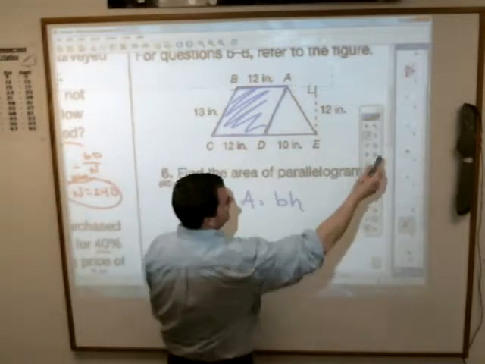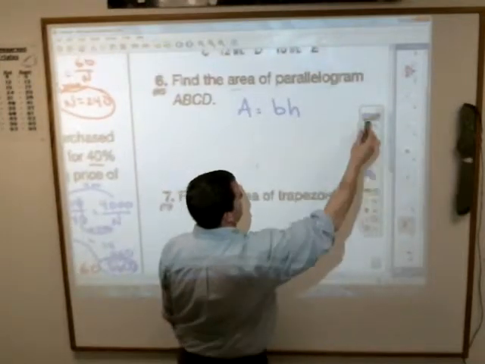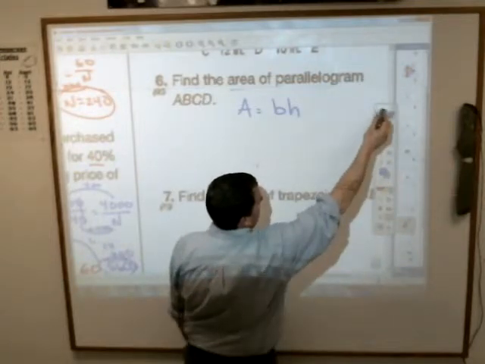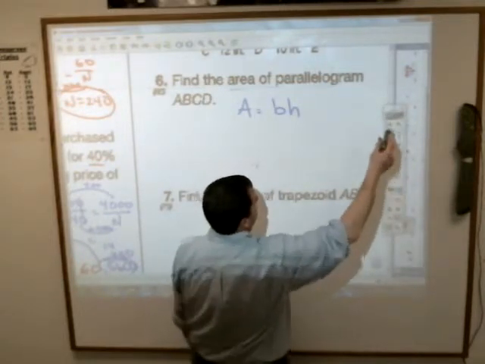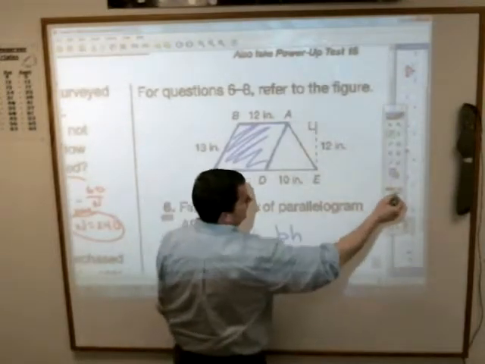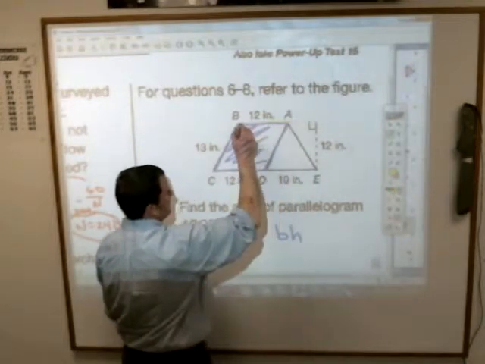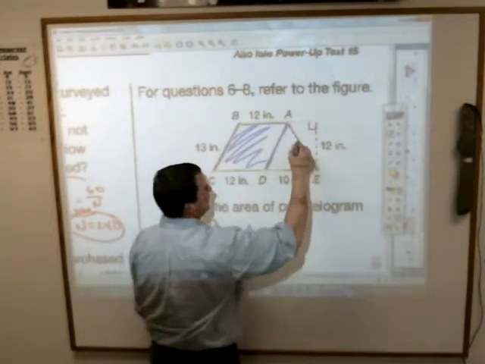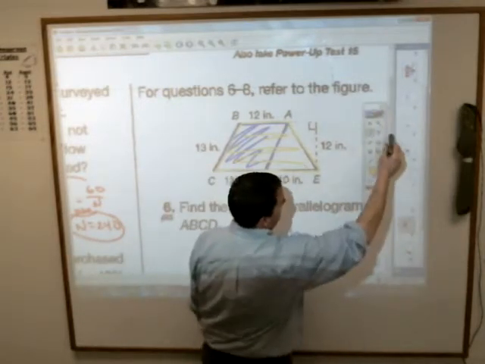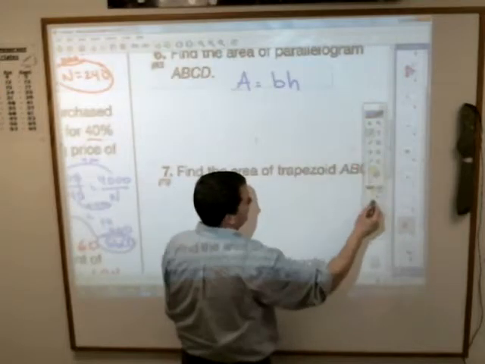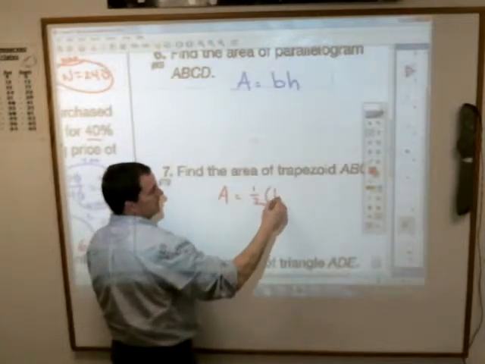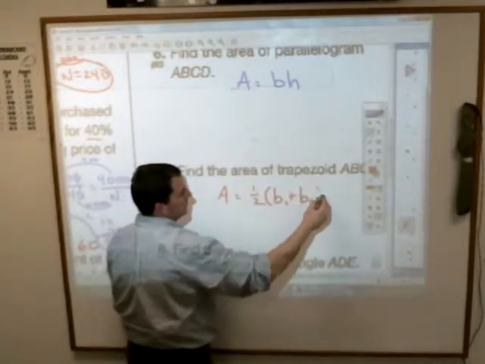For problem number 7, it said trapezoid A, B, C, E. Is that what that last one is? Yeah, A, B, C, E. So there's your trapezoid. That's the area for that one. And you should have the formula for the area of a trapezoid, which is 1/2 base 1 plus base 2 times height.